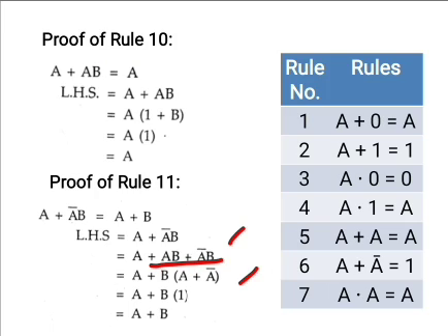The a plus a complement, the sixth one. Rule number 6, a plus a complement equals 1. So, therefore, b into 1. So, b into 1 means, by rule number 4, a into 1 equals a. Therefore, b into 1 equals b. So, therefore, a plus b. So, rule number 11 says a plus a complement b equals a plus b.